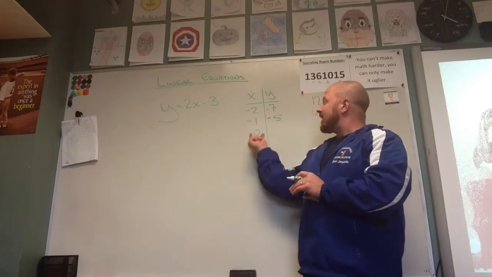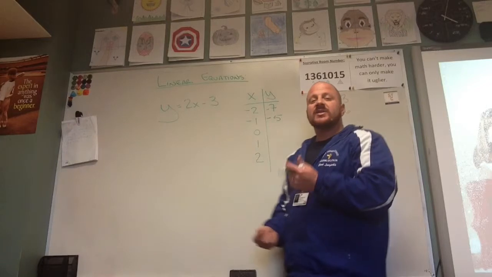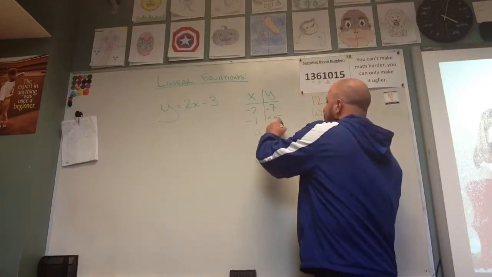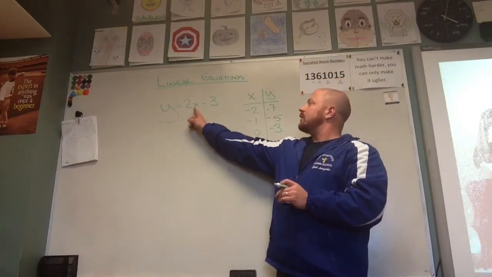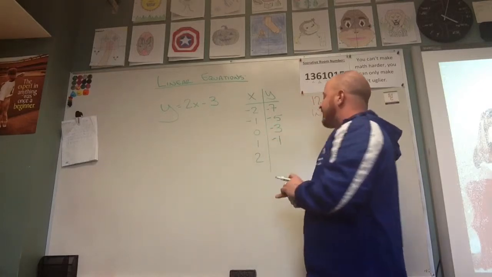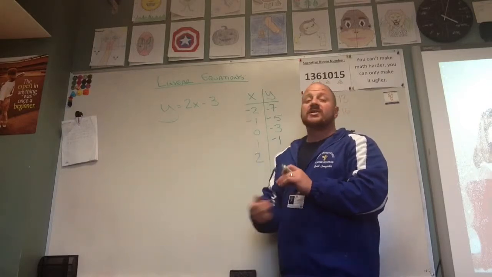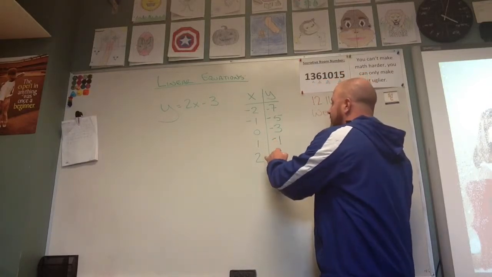Okay? When x is 0, I get 2 times 0, which is 0. Minus 3 is going to be negative 3. All right? When I plug in 1, 2 times 1 is 2. Minus 3 is negative 1. And finally, when I plug in x equals 2, I get 2 times 2, which is 4. Minus 3 is going to give me positive 1.